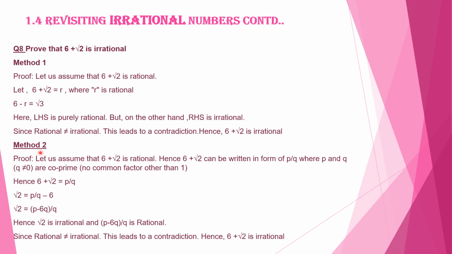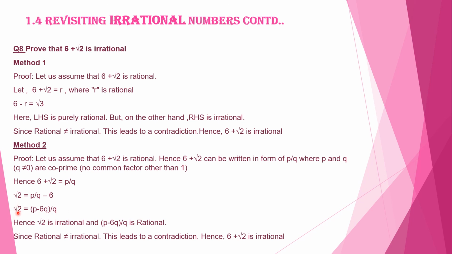And we will look at the same question with another method. So the assumption or approach will still remain the same. 6 plus root 2 is rational. Hence we can write 6 plus root 2 in the form of p by q. And then what you can do, root 2 will become p by q minus 6. And finally root 2 you can represent in this form, p minus 6q by q.